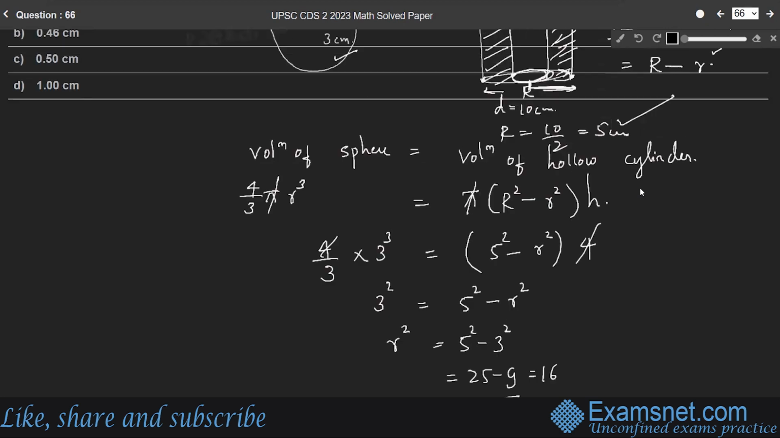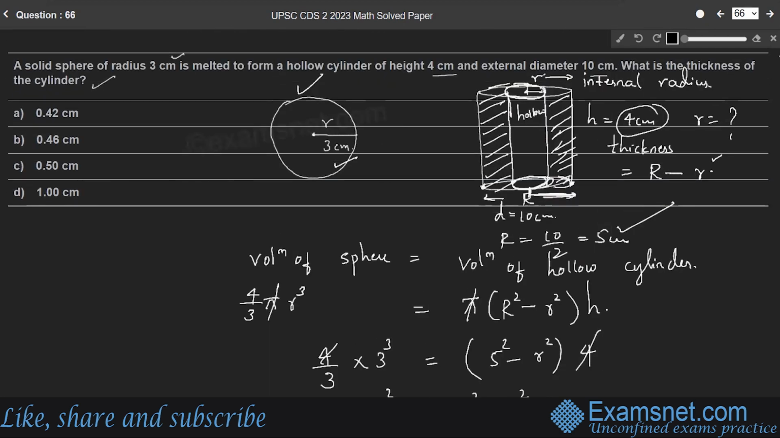So the internal radius of the cylinder, small r, is 4 centimeter. We need the thickness of the cylinder, which is capital R minus small r. Capital R is 5 centimeter minus small r is 4 centimeter. Therefore, 1 centimeter is the thickness of the hollow cylinder, the shaded portion. So option D is the right answer.